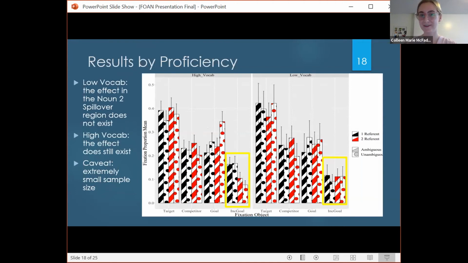I also split the noun to spillover region into 2 groups based on proficiency. I did a median split based on those who scored higher and lower on the Peabody picture vocabulary test. And again, we see that those in the higher vocabulary section were showing this effect of referential context by, again, having the more looks to the incorrect goal in the 1 referent condition. But in the low vocab participants, we see this difference start to go away.